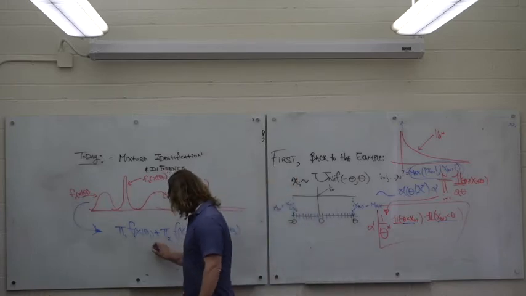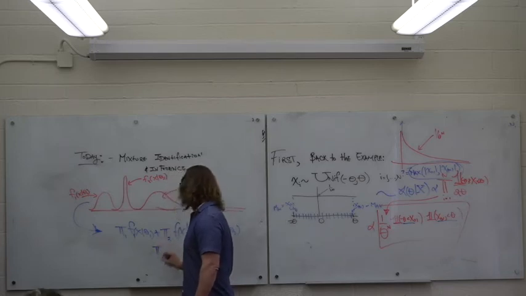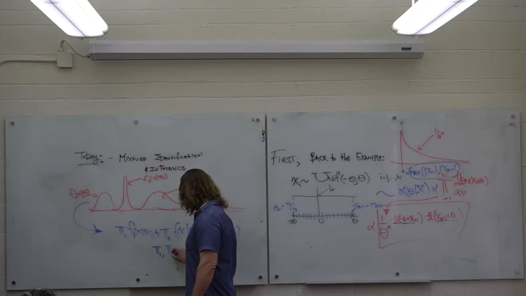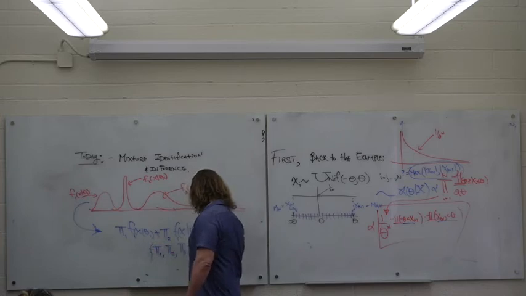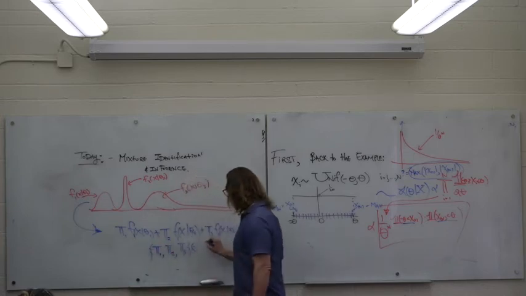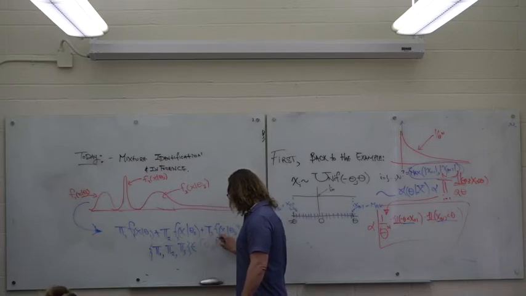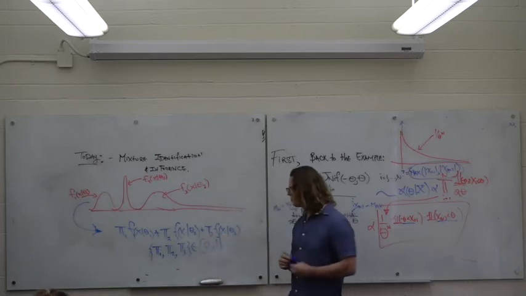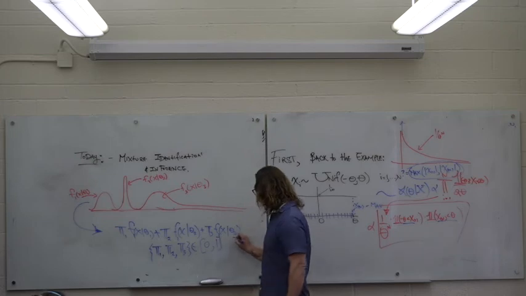There are some conditions on all of this. All the pi's are greater than 0, sorry about that, and less than 1. So each one of them is a number between 0 and 1. And they sum to 1.